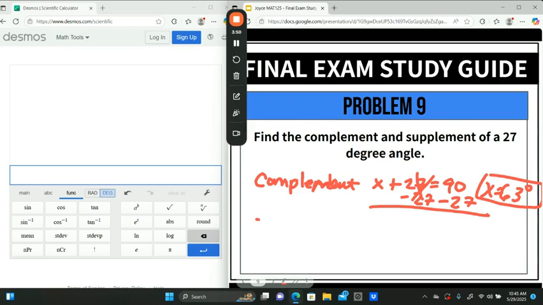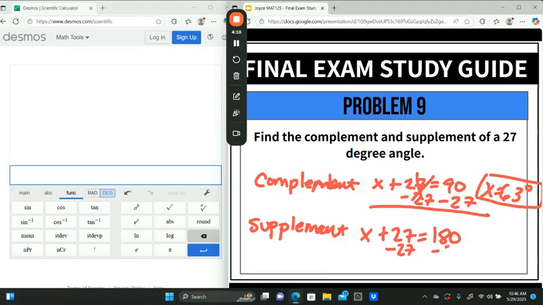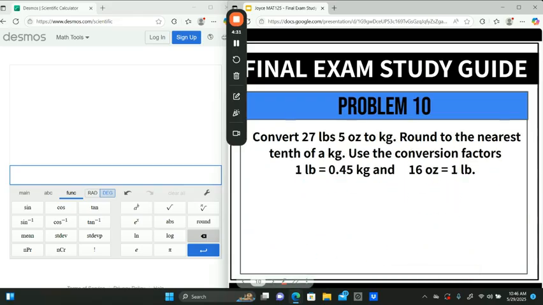Now a supplement is going to be an angle that can be added to the angle that we have that will make it equal 180. So in this case, I can write an equation still, but this time it's going to look like x plus 27 gives me 180. Okay, so same thing here. I can subtract 27 from both sides. This will cancel, and I'm left with x equals 153 degrees. That is my supplement. All right, problem 10.